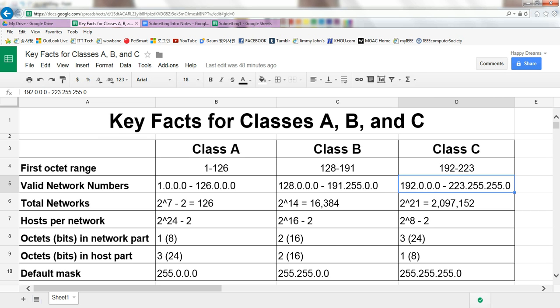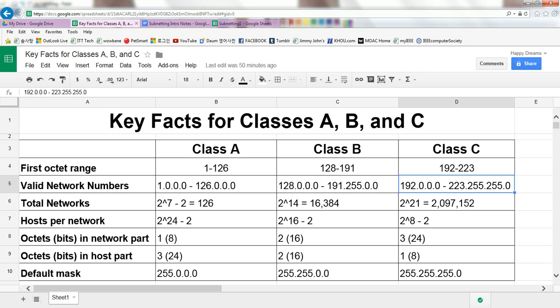And this shows you the total number of networks and hosts per network, right here, right here. And this shows how many bits are in the network part: class A, right here, 8, class B 16, class C 24. So 1 octet has 8 bits in the network part. 2 octets has 16 bits in the network part. 3 octets has 24 bits in the network part.